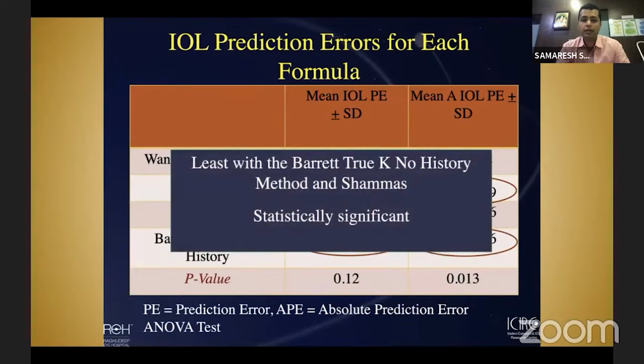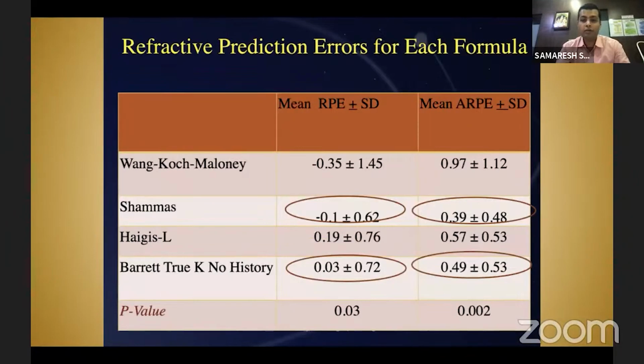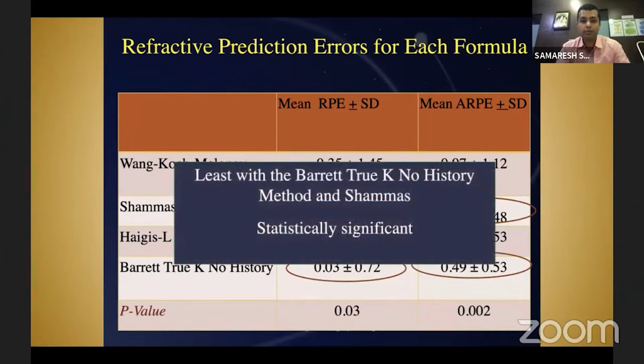We found that the prediction error was least with the Barrett-Truquet and also with the Shamas formula, and this was statistically significant compared to the other formulas. And when we talk of refractive prediction error also, it was the least with the Barrett-Truquet formula, so we were well within 0.5 diopters for most of our patients.